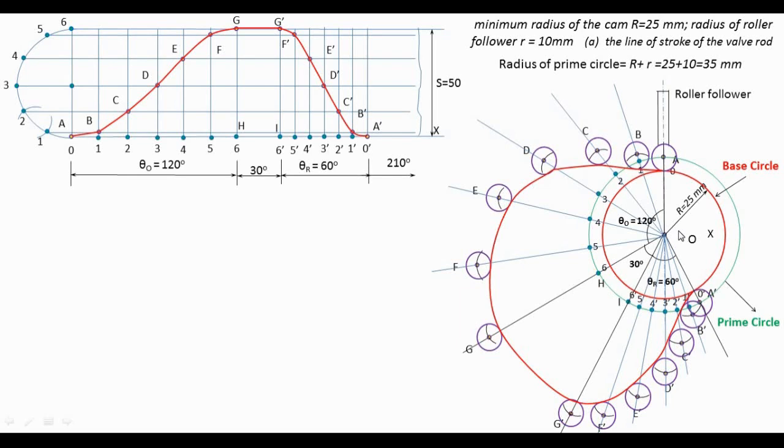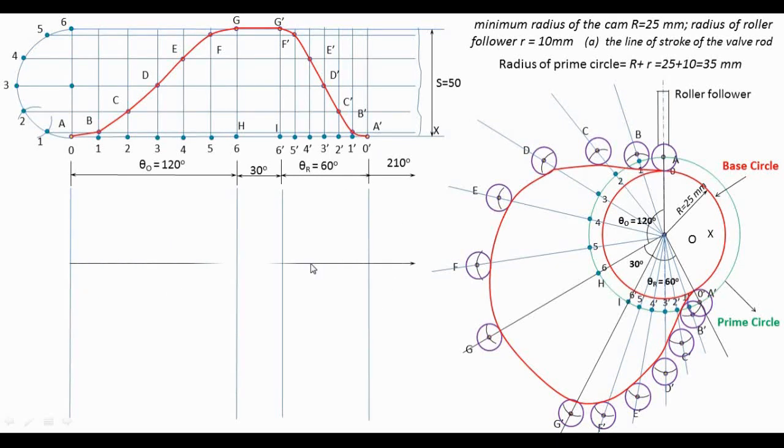So the next step is, as we have calculated the velocity during outstroke and return stroke, let us plot the velocity and acceleration diagram here. First we need to project the positions vertically downward. Let us draw lines from point 0, from point H, from points 6', I' and A'. On these lines I am going to draw the velocity diagram.